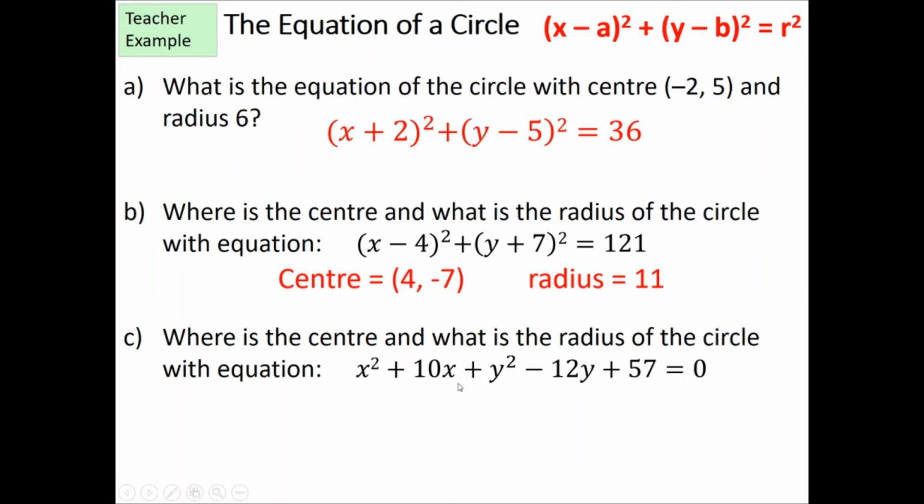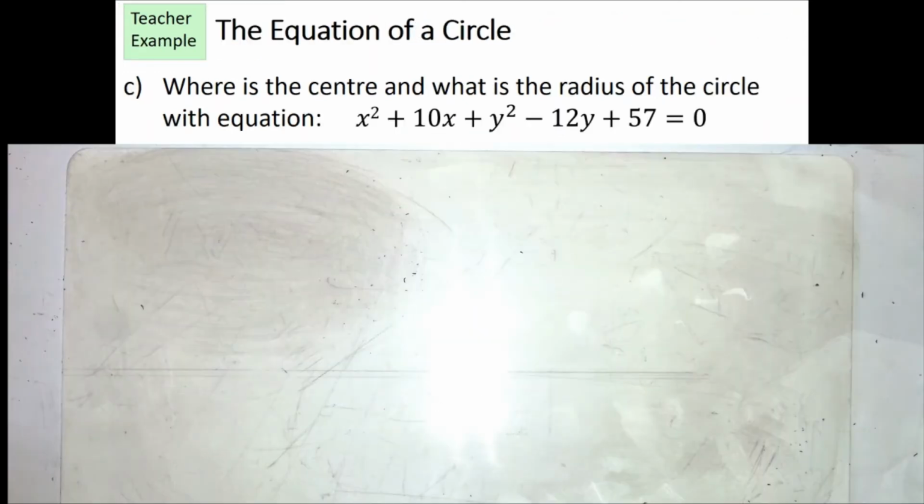And for this last question, I'm going to do this separately. So for this third example, we've got this equation of x squared plus 10x plus y squared minus 12y plus 57 equals 0. So first for this question, we need to convert this so that it actually looks like the equation of a circle. What we need to do is use completing the square to put this equation in that form.